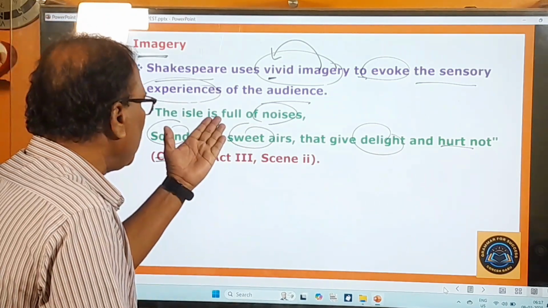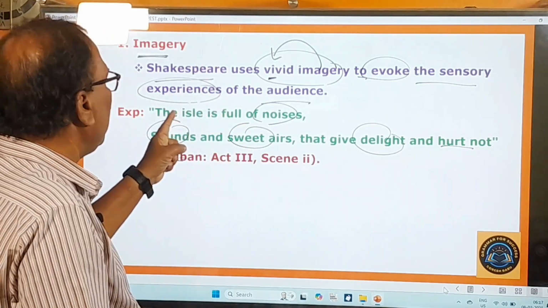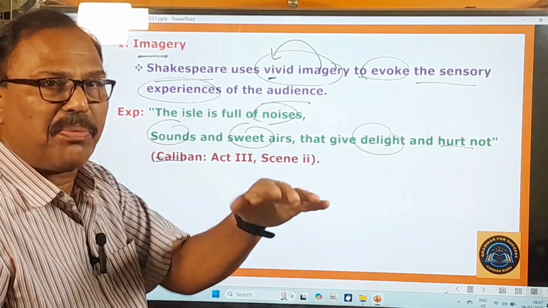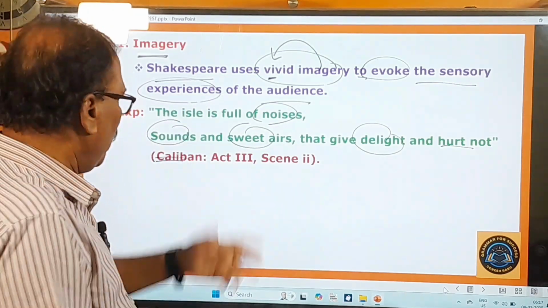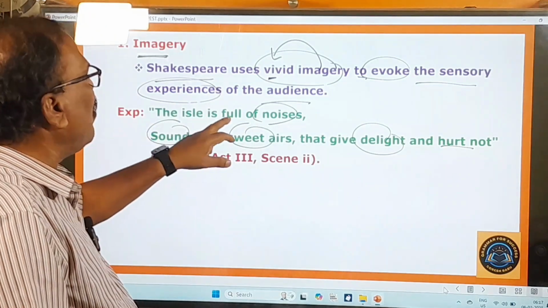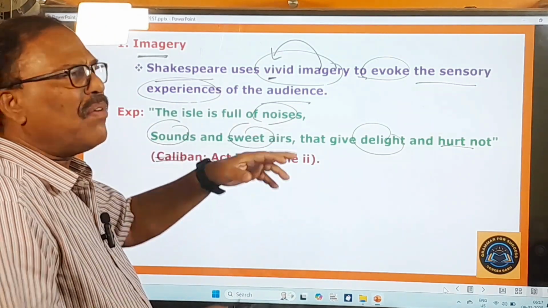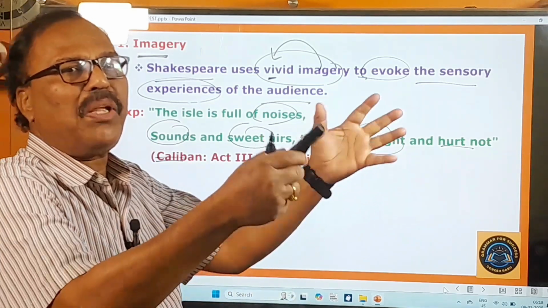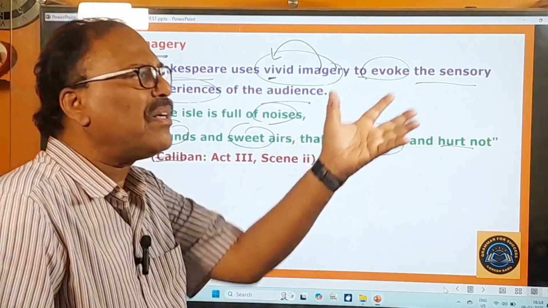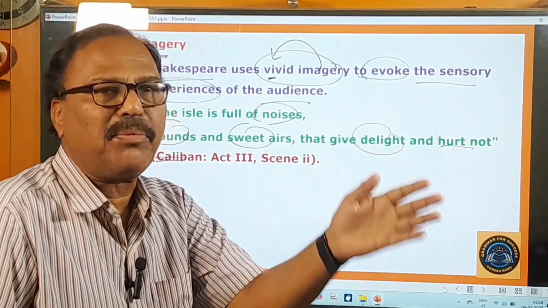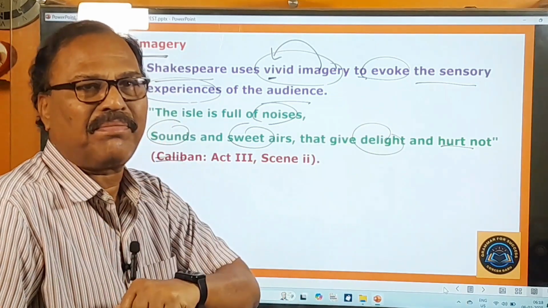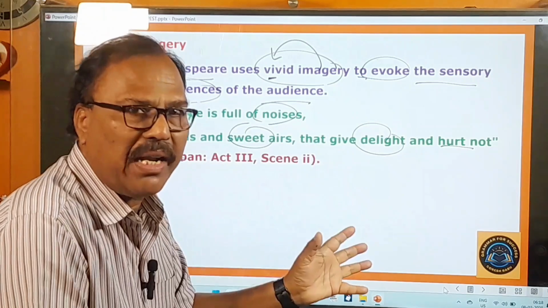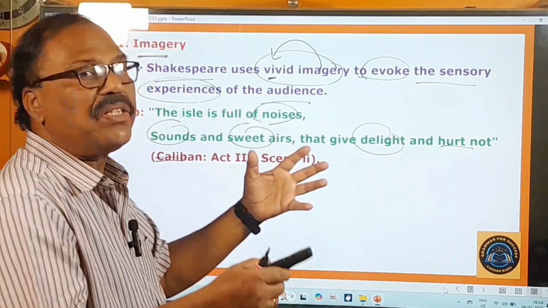Whenever you start reading this, you get some mental picture. You see the isle. The isle means the island, on which Prospero is living along with his daughter. You know the story. The isle is full of noises. Full of noises means full of strange sounds, because it's a lonely place. No inhabitants are living on that island except Prospero and his daughter. That's why in that forest-like island you can hear strange noises.